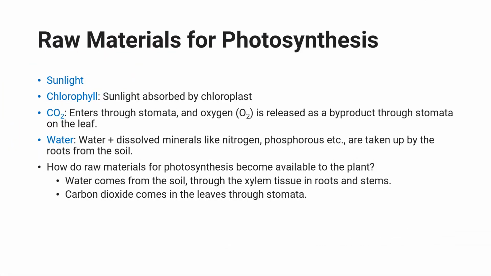Raw materials for photosynthesis are sunlight, chlorophyll, carbon dioxide and water. Sunlight is absorbed by chloroplast. Carbon dioxide enters through stomata, and oxygen is released as a byproduct through stomata on the leaf. Water plus dissolved minerals like nitrogen, phosphorus, etc. are taken up by the roots from the soil. How do raw materials for photosynthesis become available to the plant? Water comes from the soil through the xylem tissue in roots and stems. Carbon dioxide comes into the leaves through stomata.